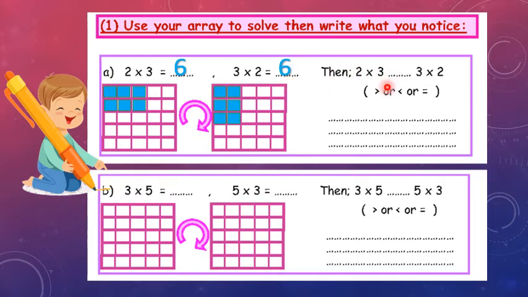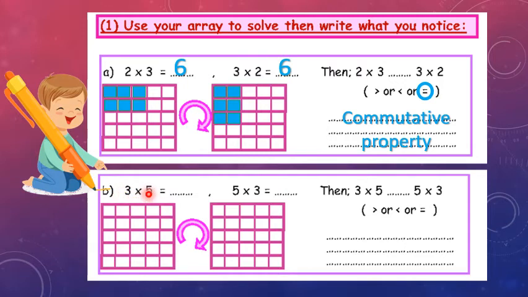Then 2 by 3 is more than, less than, or equal to 3 by 2? What did you notice here? Yes, they both are equal in products. We have here this array in horizontal position, we just invert it to make it in vertical position. It has the same number of elements. Now this property is called what? Repeat after me. Commutative property. Commutative property. Good job.